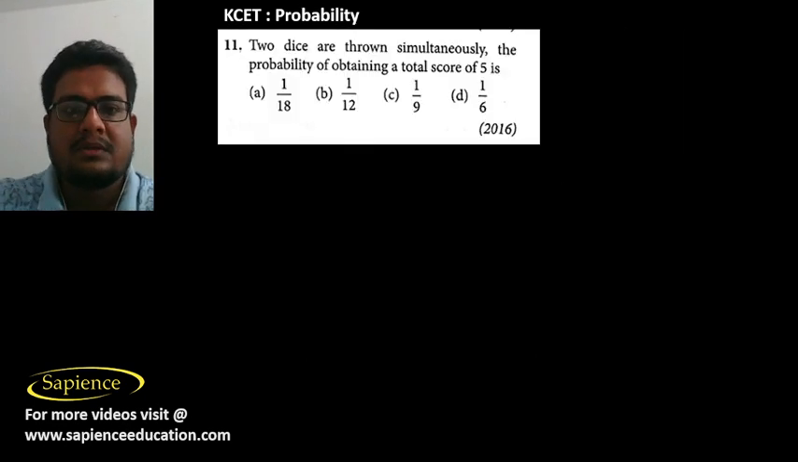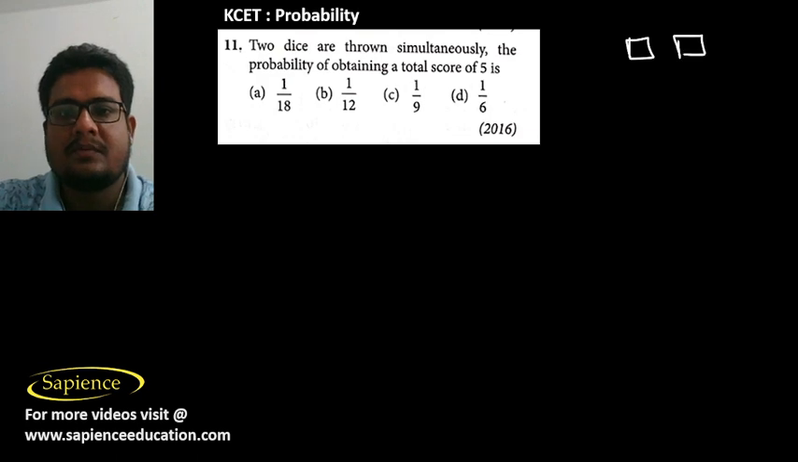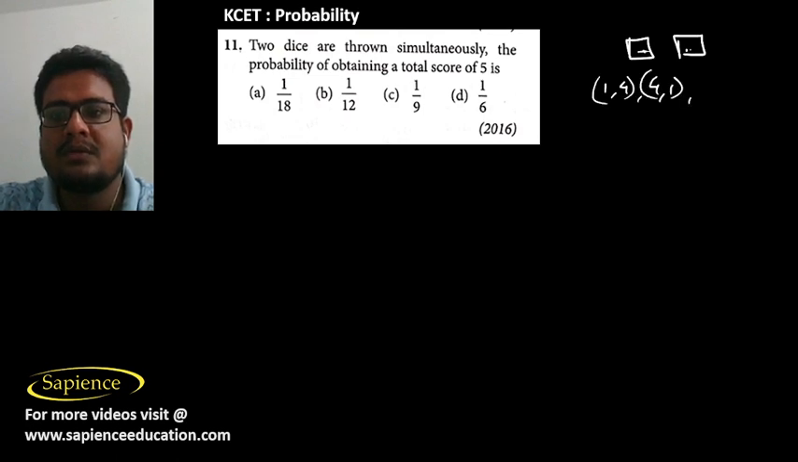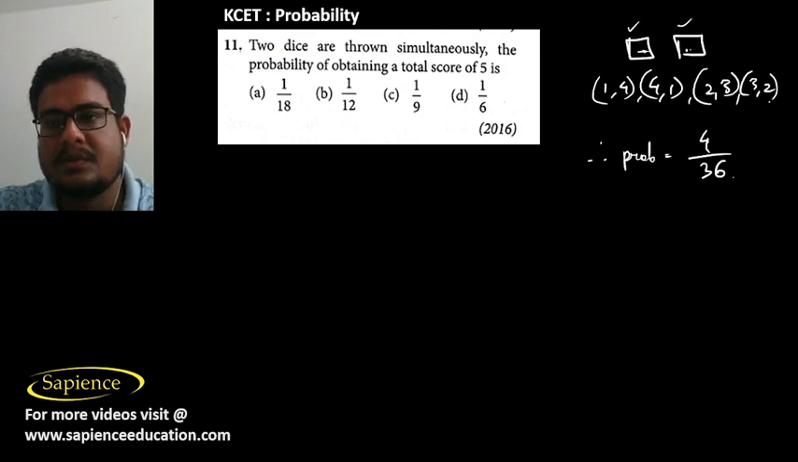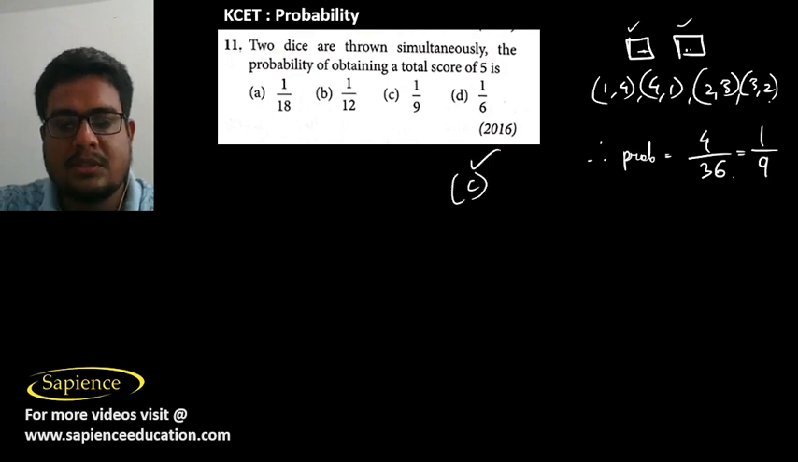Then in question number 11, it is told two dice are thrown simultaneously. The probability of obtaining a total score of 5. So how to get a total score of 5? Either I can take 1, 4 or 4, 1, or I can take 2, 3 and 3, 2. So these four are the favorable outcomes. Therefore the required probability will be equal to 4 by 36, since when two dice are thrown, the number of outcomes is 36. So the required probability is 1 by 9. Option C is the correct answer.